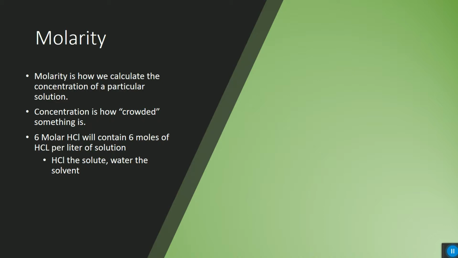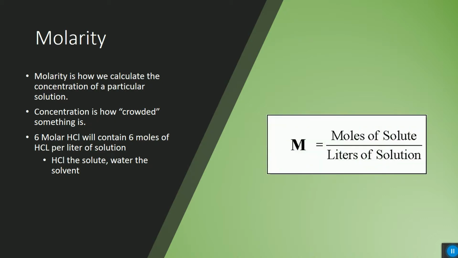In this case, the HCl would be the solute, and water would be our solvent. Water is almost always the solvent in chemistry, anyway. And this is the formula for molarity: molarity equals moles of your solute over the total number of liters of solution.